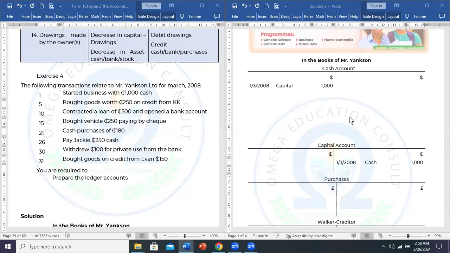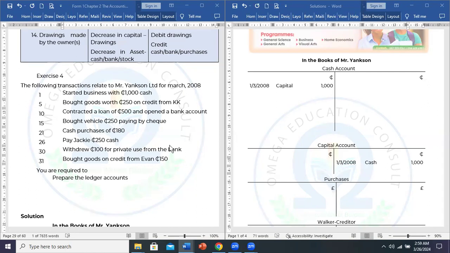Good. So first of all, I want to explain something. Started business with 1,000 cash. We all agreed that if the owner starts or makes investment, capital increases and then an asset also increases. Here, the asset that increased was cash. And per the double entry principle, when an asset increases, we debit. That is why we are debiting the asset cash, because it is increasing. And we credit capital because capital is also increasing, right?